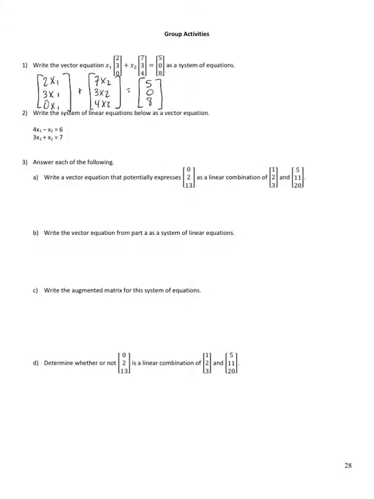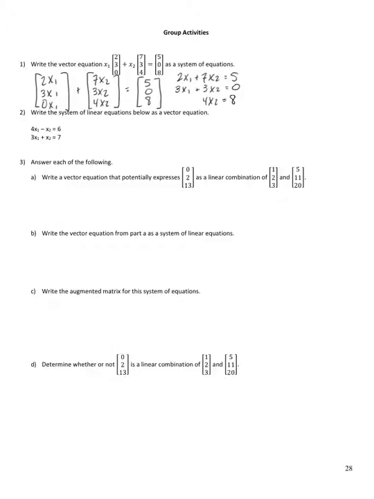So read the first component from each vector, the second from each vector, and the third from each vector to make three equations. So I have 2x1 plus 7x2 equals 5. 3x1 plus 3x2 equals 0. And 0x1 plus 4x2 equals 8. So there's my three equations.